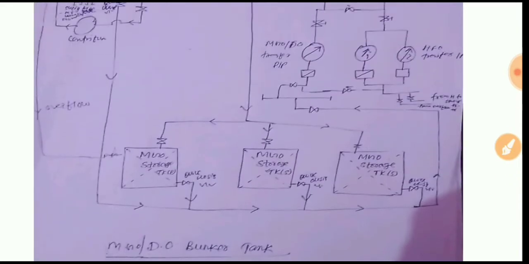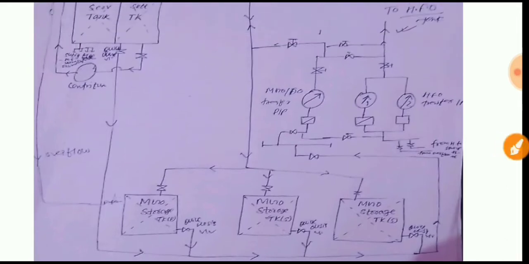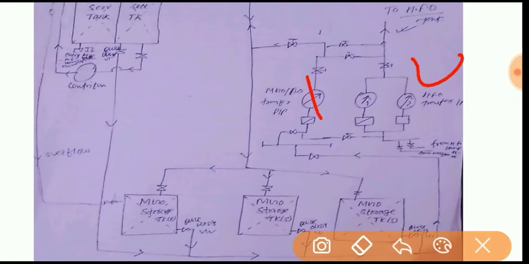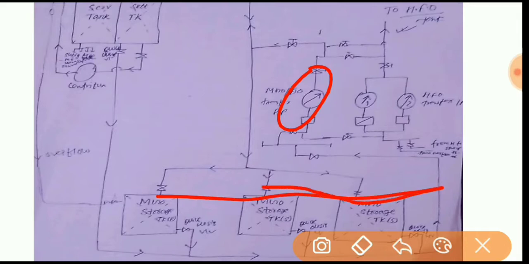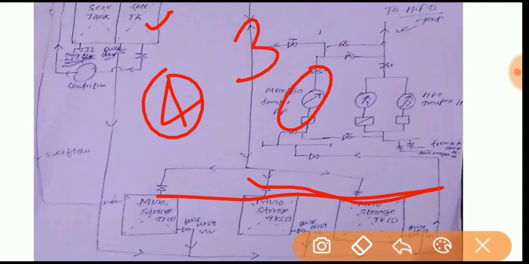Now this is for bunkering. Now we have a DO transfer pump and HFO transfer pumps. Two HFO transfer pumps, and one DO transfer pump, or we can say MGO transfer pump. The suction line of this pump is connected with all these three double bottom tanks and one settling tank. That means the suction of the DO transfer pump is connected with four tanks: three storage tanks or double bottom tanks and one settling tank.